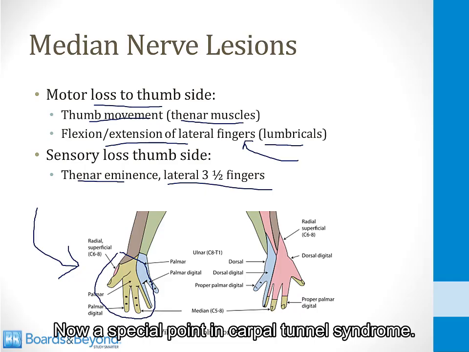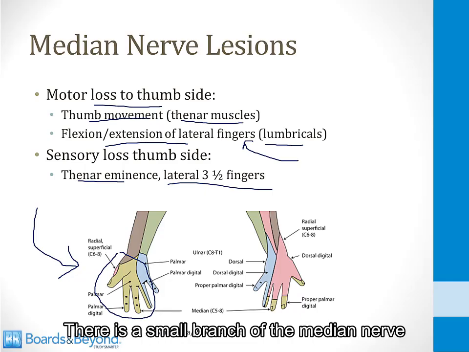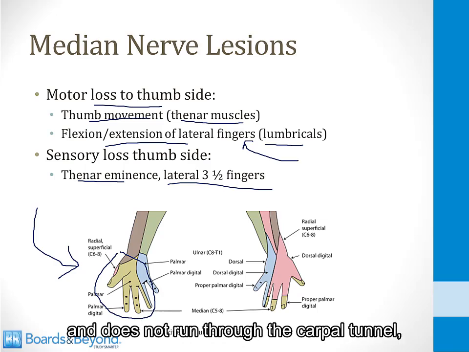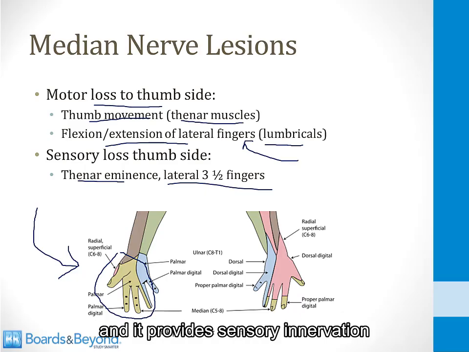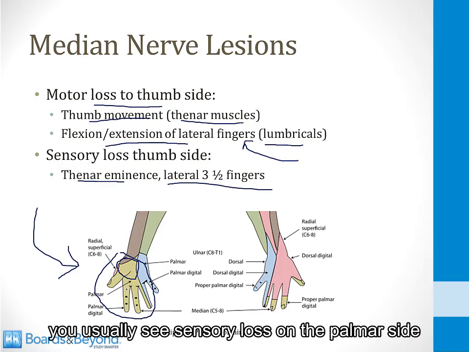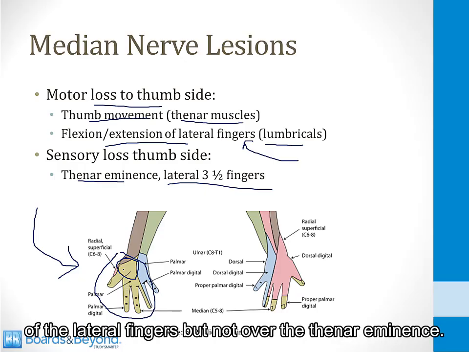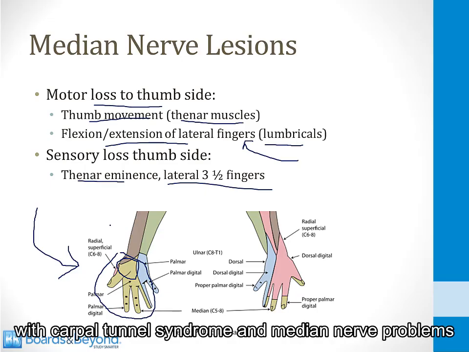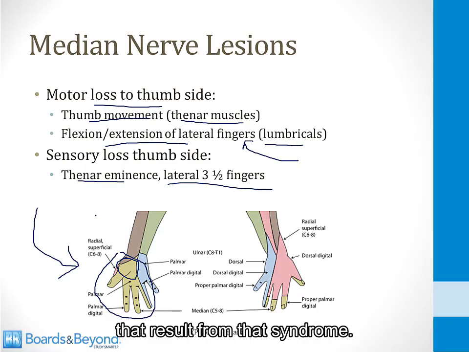Now, a special point on carpal tunnel syndrome. There is a small branch of the median nerve that comes off before the carpal tunnel and does not run through the carpal tunnel, and it provides sensory innervation over the thenar eminence right here. So for this reason, in carpal tunnel syndrome, you usually see sensory loss on the palmar side of the lateral fingers, but not over the thenar eminence. That's a special thing that has to do with carpal tunnel syndrome and median nerve problems that result from that syndrome.